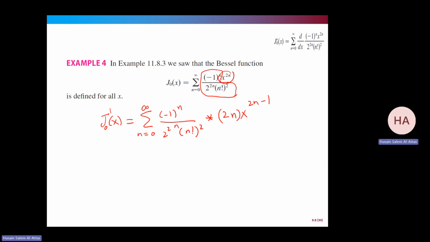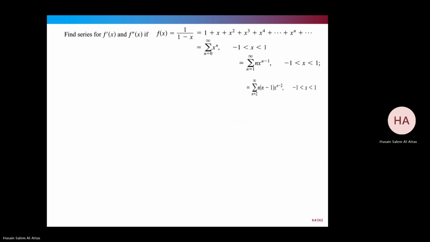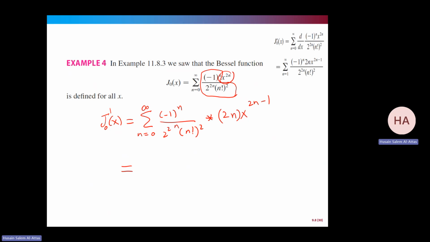Now rewrite it. I can rewrite it as summation n equals 0 to infinity, minus 1 to the power n, n x to the power 2n minus 1, over this 2. I can deal with this 2 to the power 2n minus 1, n factorial squared.